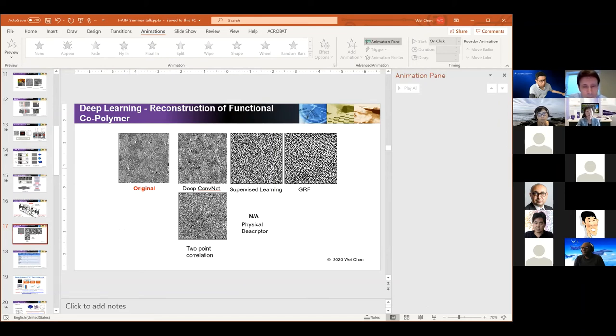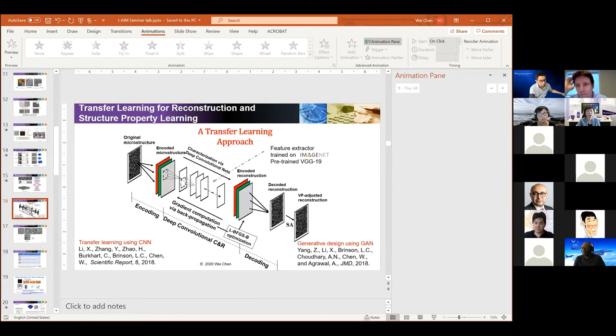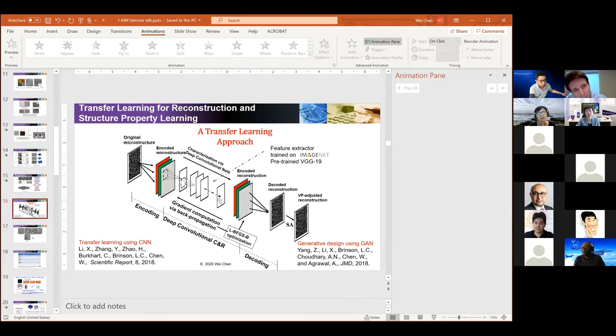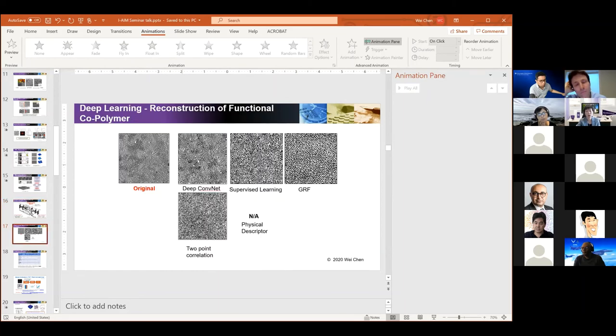So basically this is the one where we apply this transfer learning method. Start from these images you see here, using the network that's built, you can generate. But then how do you evaluate that? We could create multiple realizations of this original plot that have the same statistical property.